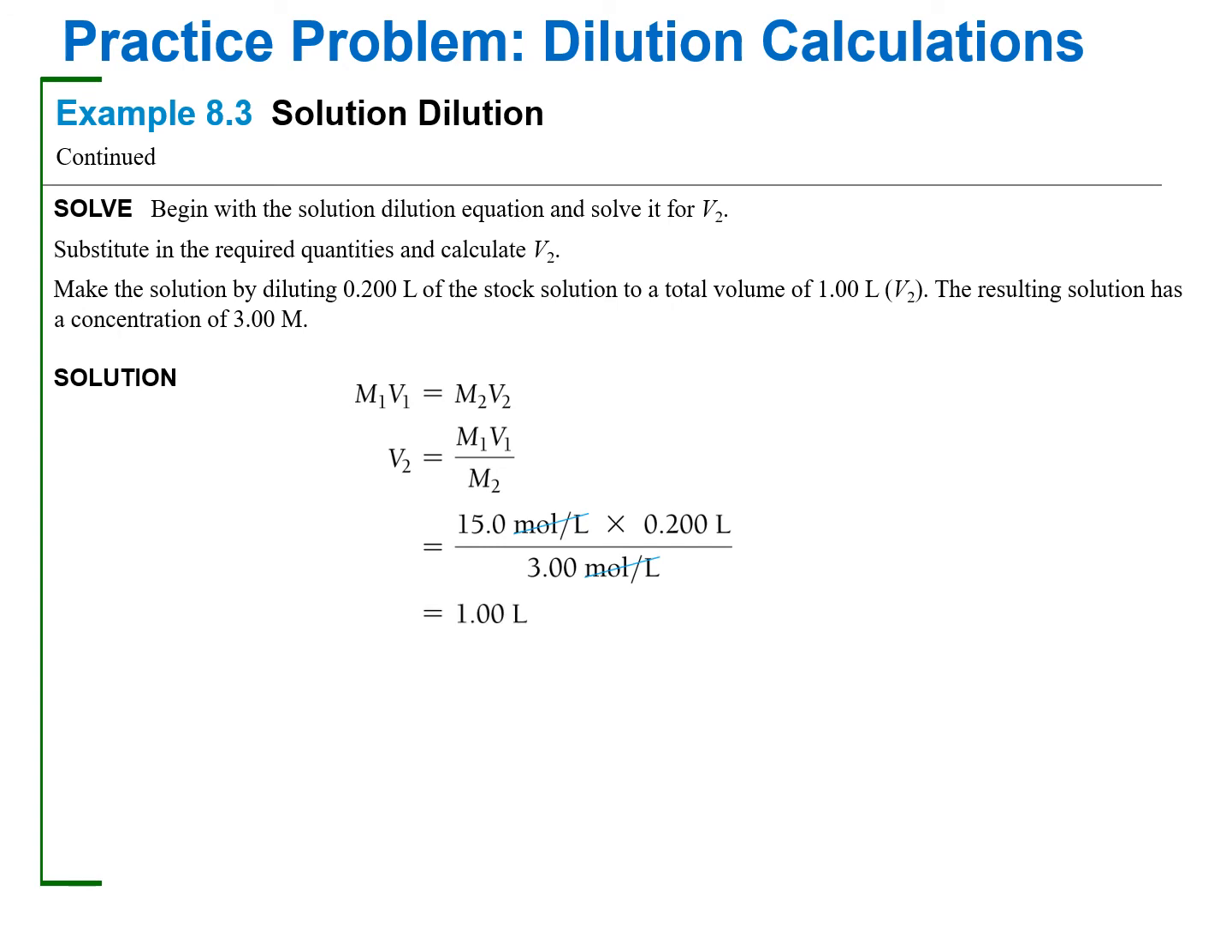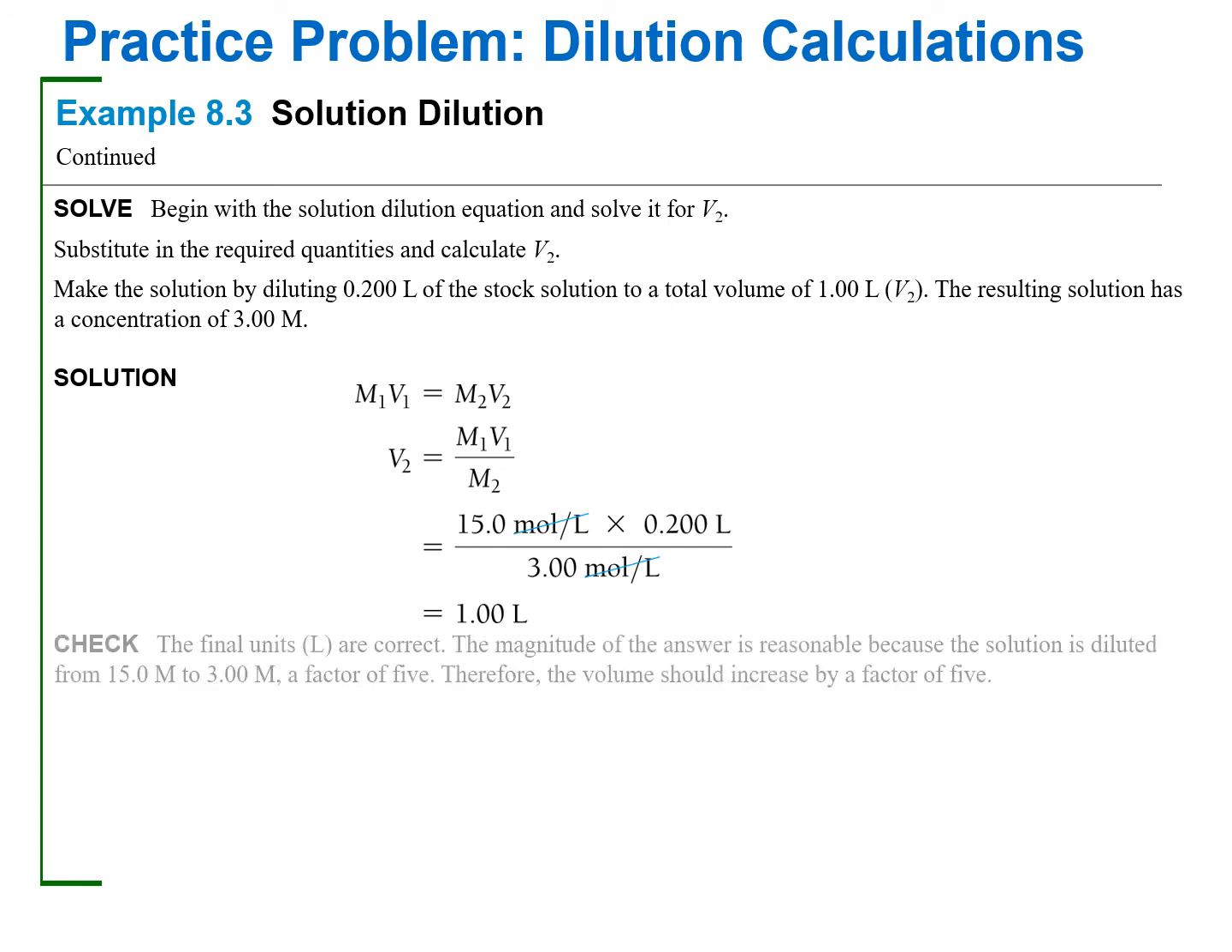So once we do the math, we can see we're going to come up with 1 liter. So what we need is 1 liter in order to satisfy our requirement. So the final units in liters are correct, and you could run these numbers in a different way to double check just to make sure. So that's how those are done.